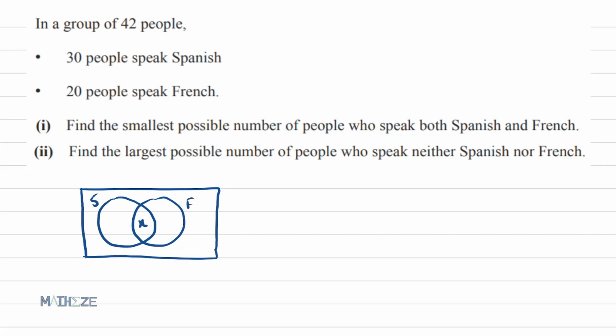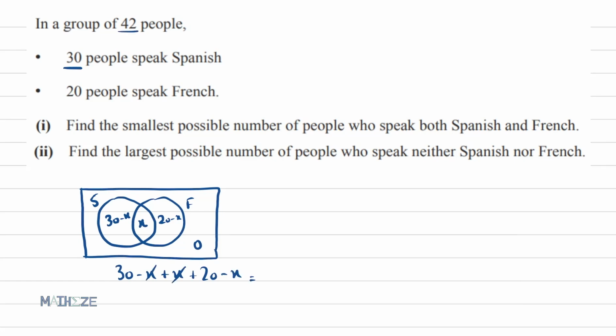There's no value given to us for people who don't speak Spanish or French. So I'm going to assume it's 0. Total Spanish are 30, so this will become 30 minus X. Total French are 20, so this will become 20 minus X. Do you get this? Now let's add this: 30 minus X plus X plus 20 minus X. I can cancel this and equate to what?